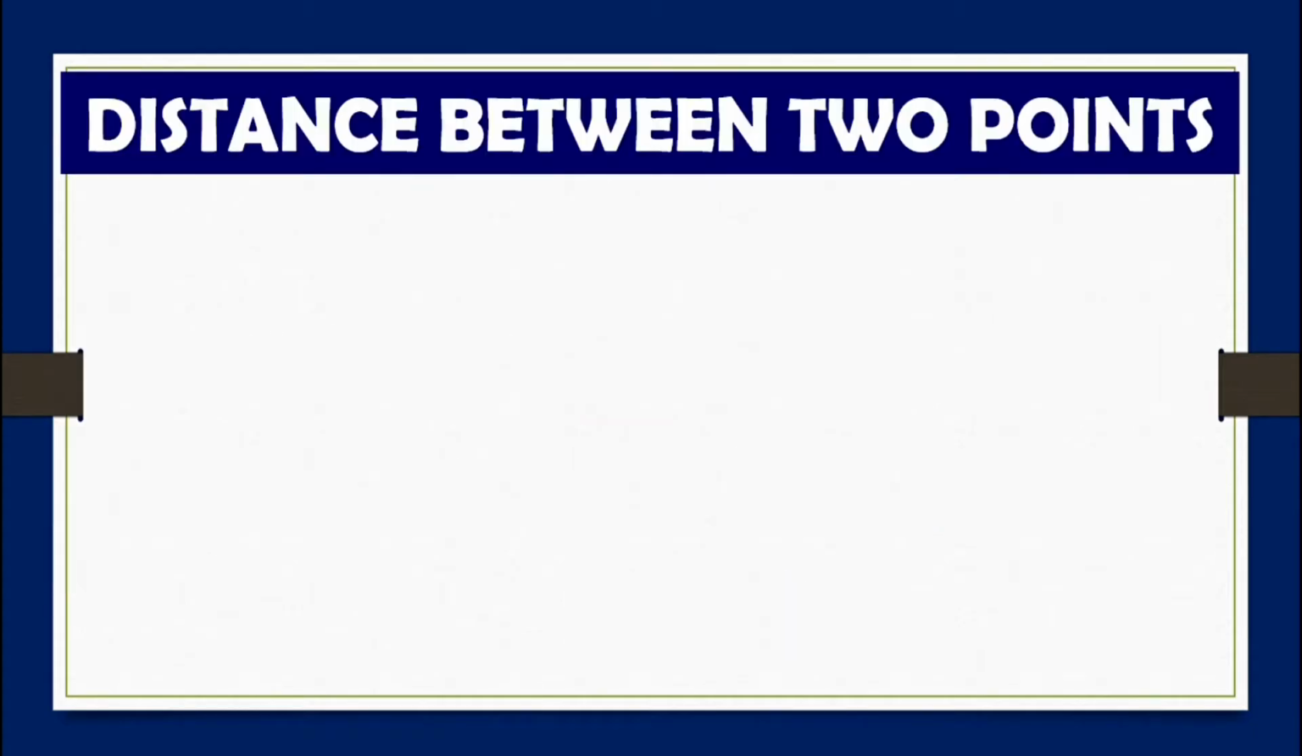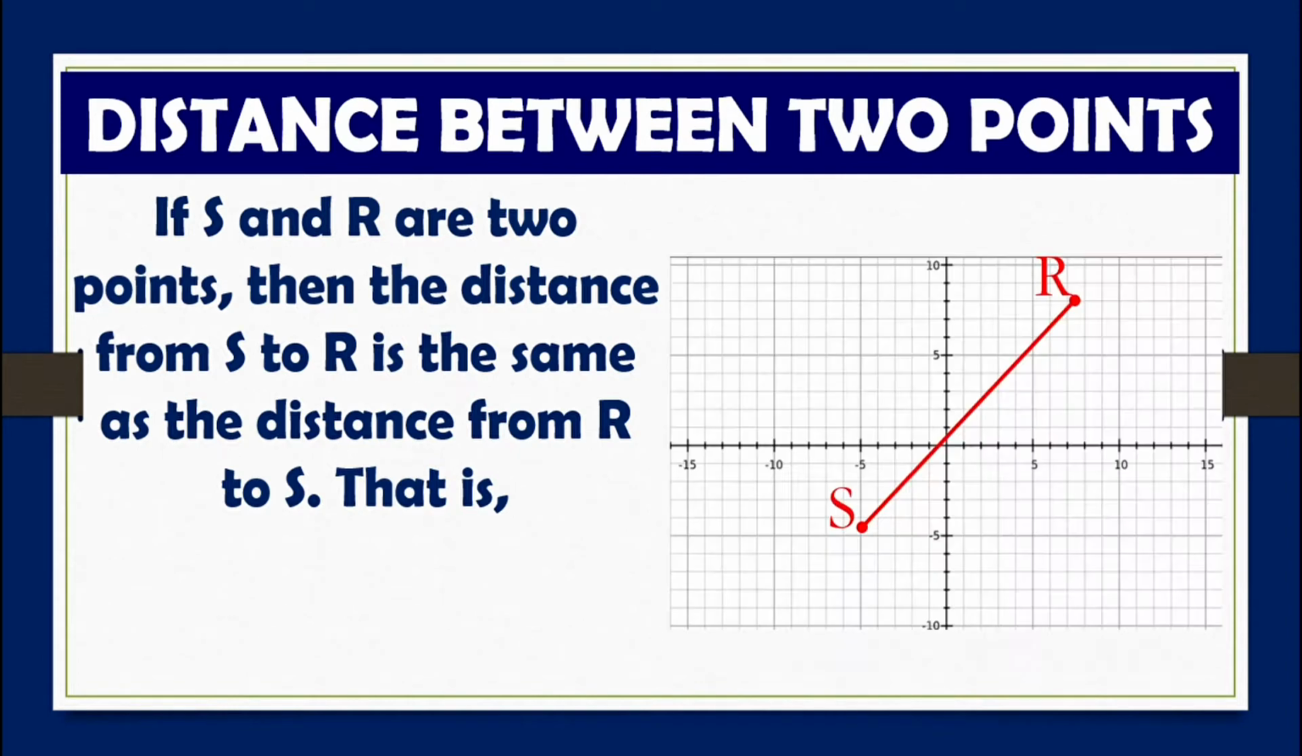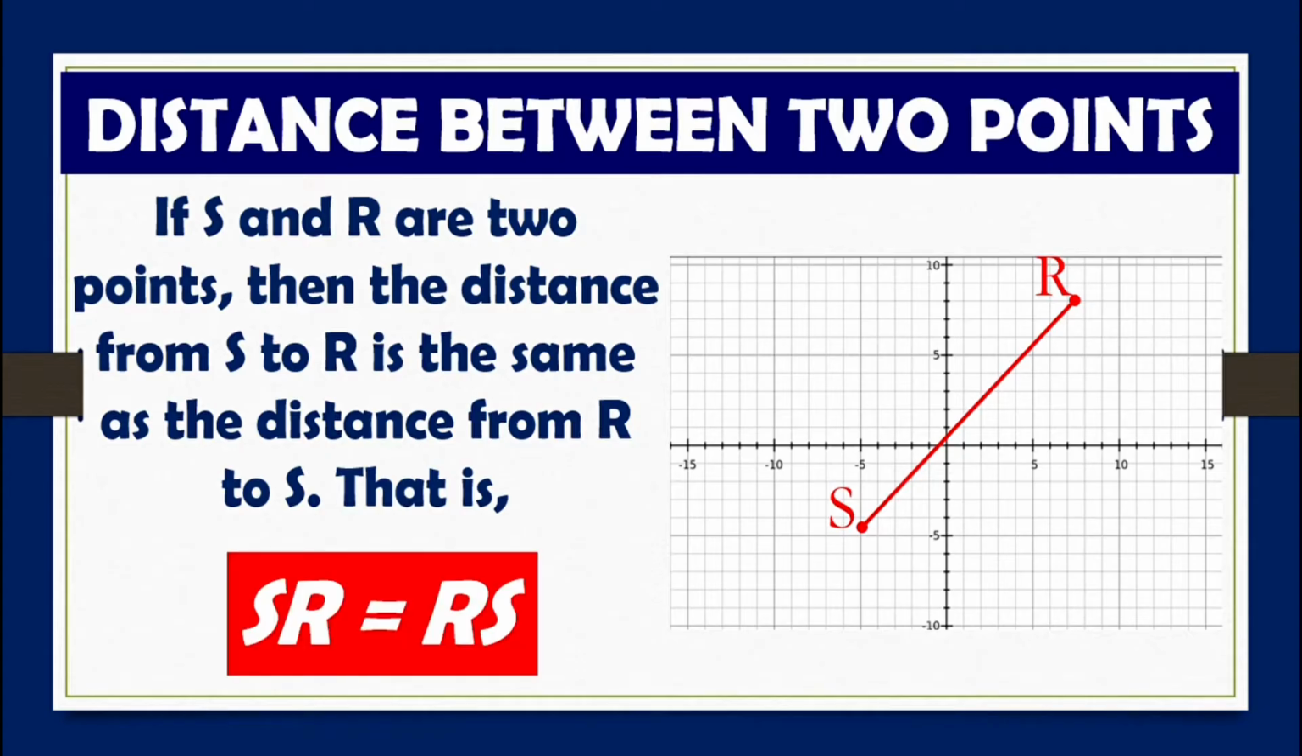This time, let us talk about distance between 2 points. If S and R are 2 points, then the distance from S to R is the same as the distance from R to S. That is, segment SR is equal to segment RS.